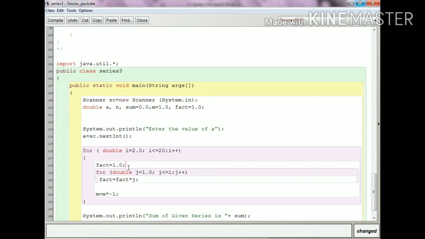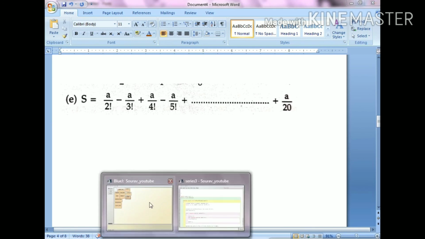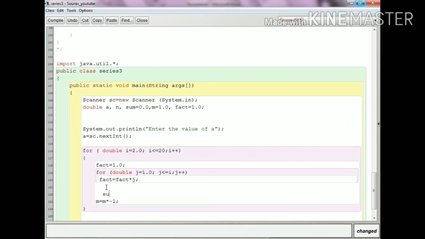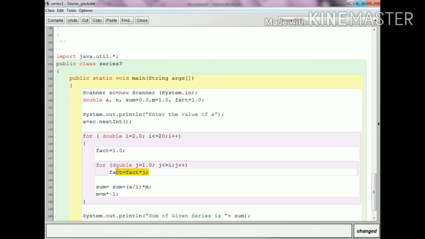Now I have to write the last line like a by fact. Okay, so the line is sum equals sum plus a divided by fact into m. So this part is for the factorial calculation. Sorry, I add sum equals a by fact value, means a by 2's factorial into m.